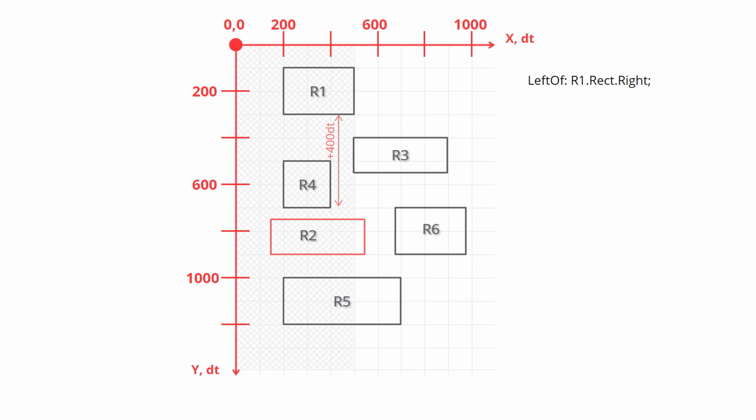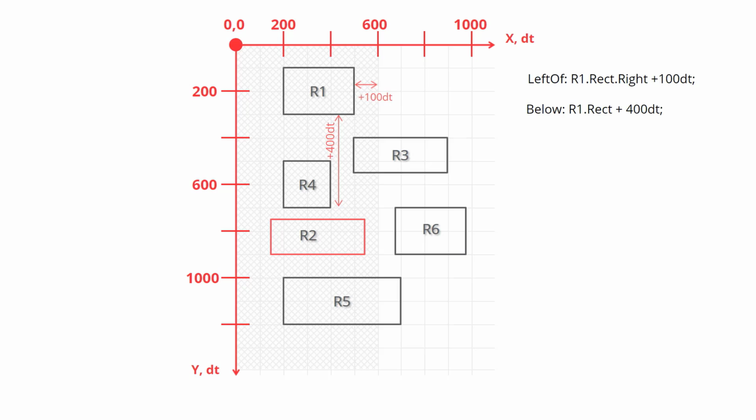Now, most of the R2 rectangle is inside the search area. To further adjust, we can shift the search area slightly to the right by increasing the x-coordinate: "left of R1.rect.right plus 100 dots." With this adjustment, we now exclude the R3, R5, and R6 rectangles, but the R4 rectangle remains within the search area. To address this, we can simultaneously use two relations or more if needed.